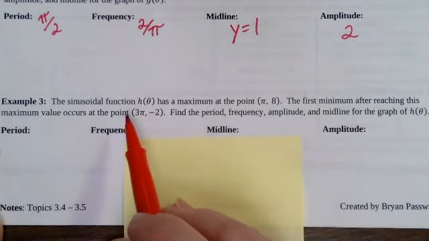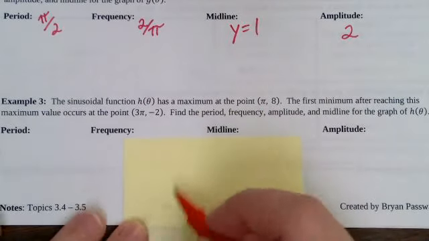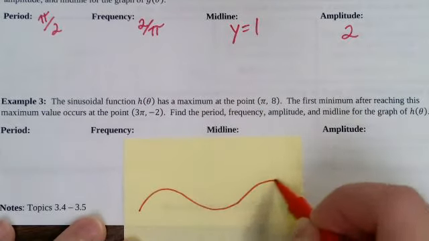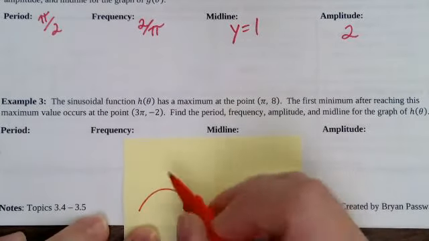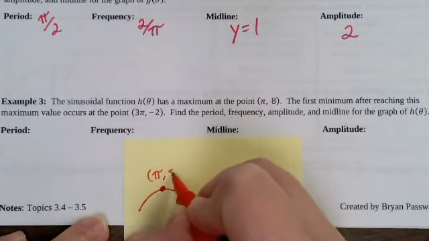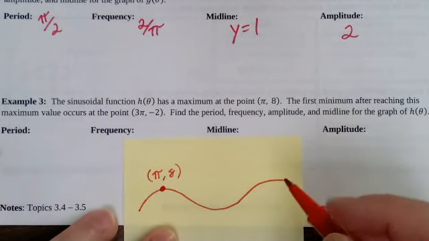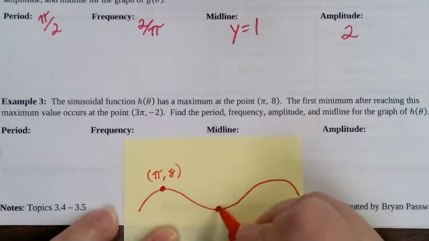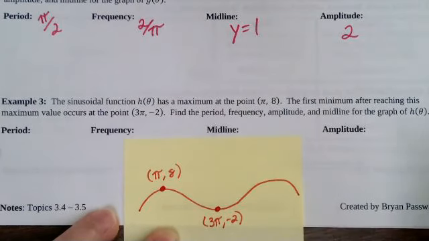They said we've got a sinusoidal function that has a maximum at the point pi, 8. All right, I'm just going to draw a wave. Okay, pretend that looks good. We're going to say this maximum is at the point pi, 8. They then said the first minimum after reaching this maximum value occurs at 3 pi, negative 2. So here this would be 3 pi, negative 2. And they want to figure out all of the different things.